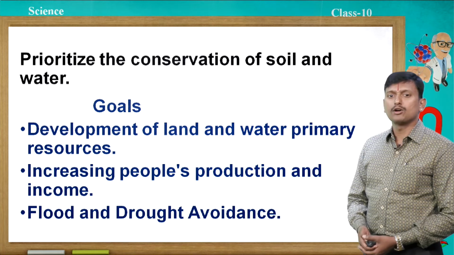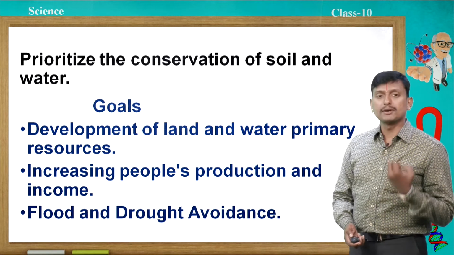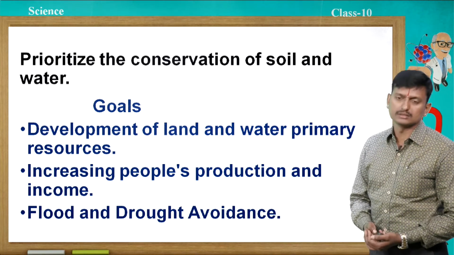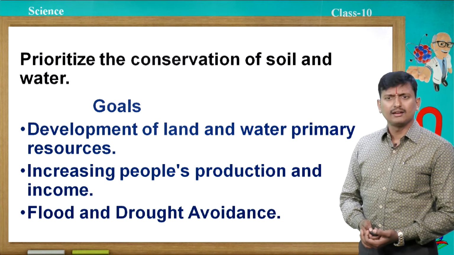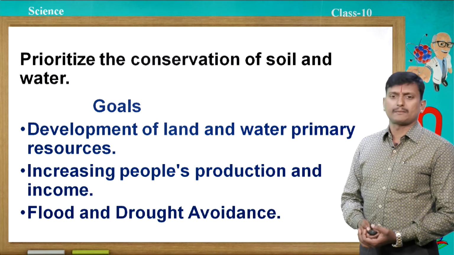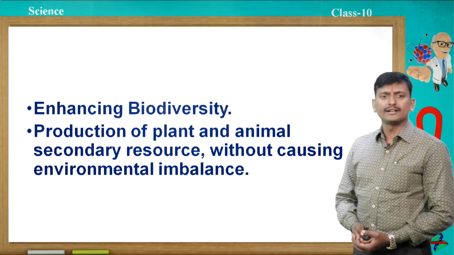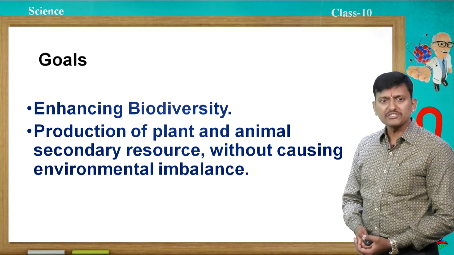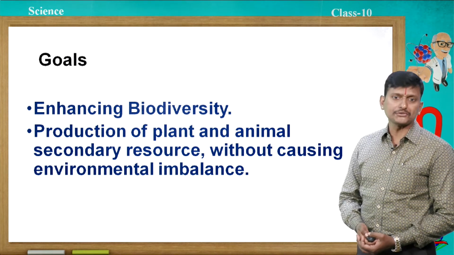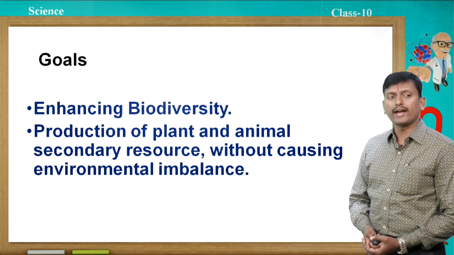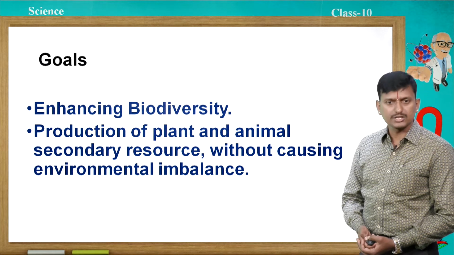Flood and drought avoidance. This is a scientific technique, a method of water harvesting. It can be done by everybody. And also, it enhances biodiversity, and the production of plant and animal secondary resources without causing environmental imbalance. These are the main goals of water harvesting.